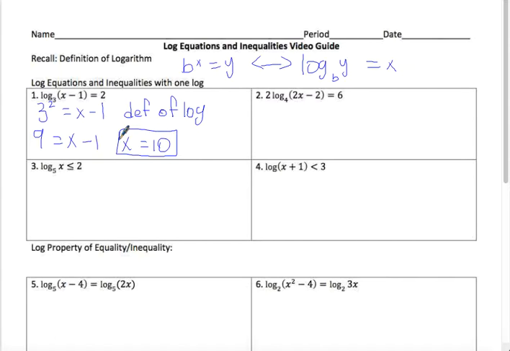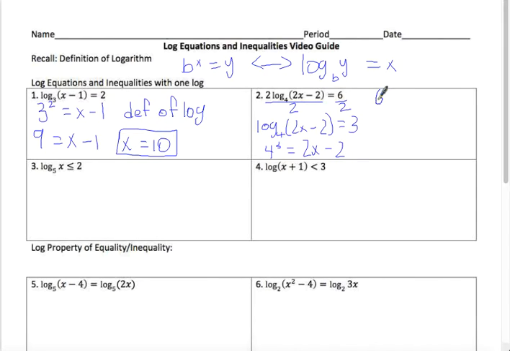The second example has a little bit more, we have this 2 in front. So before we convert to exponential form, we're going to divide by 2 on both sides to get rid of that times 2. So then we get log base 4 of 2x minus 2 equals 3. And converting to exponential form would give us 4 to the third power equals 2x minus 2.